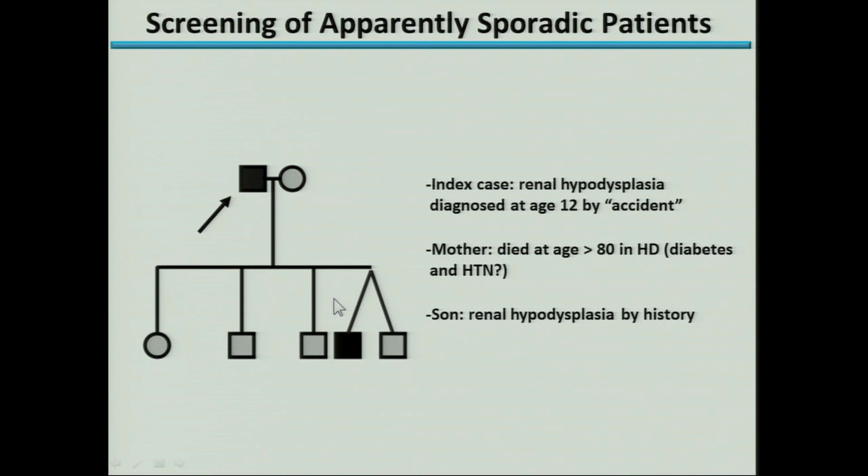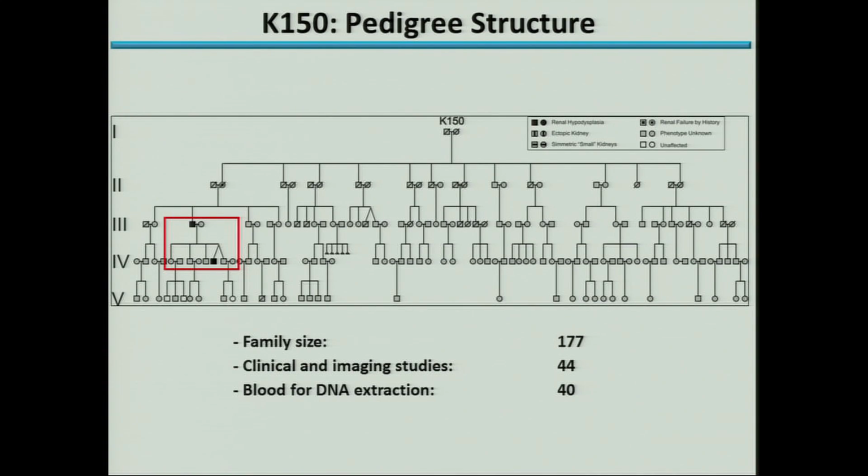So it's important to screen apparently sporadic patients and to question on your history and physical exam. This is an index case of renal hypodysplasia. The dad described that he was diagnosed at age 12 by accident. He wasn't really sure what the circumstances were, but he was diagnosed with renal hypodysplasia. Mom died at age greater than 80. He was on hemodialysis. The thought was possibly the patient had diabetes and hypertension, and the son had renal hypodysplasia by history. So upon more questioning, we got this huge family history.